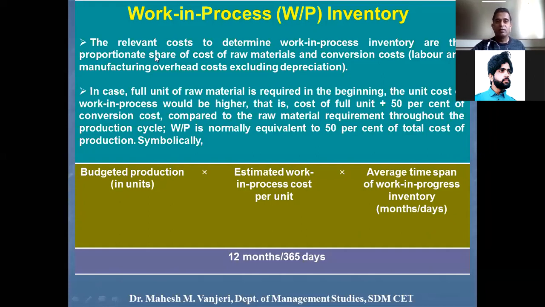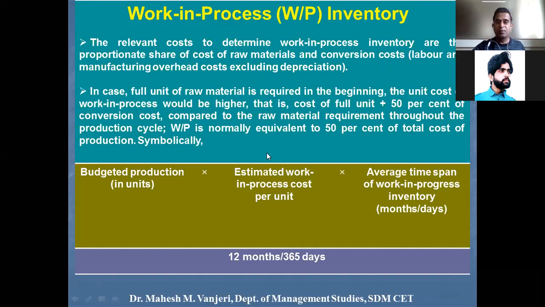Since it is a work in process, the entire total cost is not required to calculate the work in process. Only to the extent the work has been finished, which will be given in the problem, like say 40% or 50%. So only 40% or 50% of the costs proportionately have to be considered, like proportionate share of cost of raw materials and conversion costs like labor and manufacturing overhead costs. Depreciation, if it is given, you have to exclude it. If it is already included in the conversion cost, you have to deduct it.